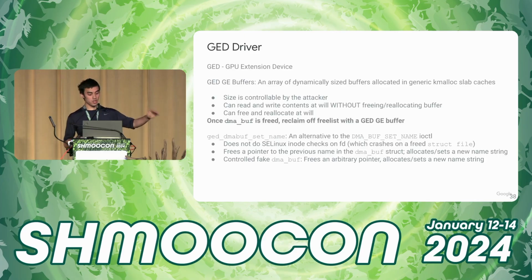When this function is called, it will free a pointer to whatever previous name was in the DMA buff struct, or it won't free anything at all if it's just set to null, and then it will allocate a new name string. In the context of the fact that we now control this DMA buffer because we've reallocated it with a GE buffer, what that really means is that we'll free an arbitrary pointer, and then we'll allocate a new name string. And that new name string will also be visible because it's in the GE buffer memory, which, as you might recall, we can read and write at will.